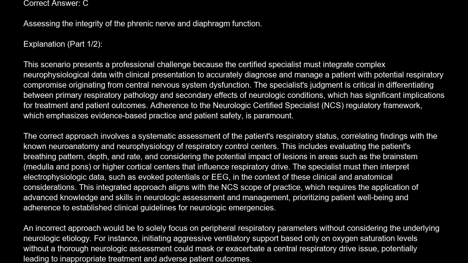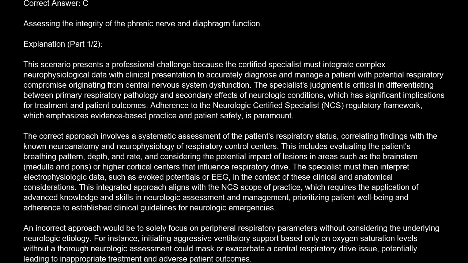The correct answer is C. Assessing the integrity of the phrenic nerve and diaphragm function. Explanation: this scenario presents a professional challenge because the certified specialist must integrate complex neurophysiological data with clinical presentation to accurately diagnose and manage a patient with potential respiratory compromise originating from central nervous system dysfunction. The specialist's judgment is critical in differentiating between primary respiratory pathology and secondary effects of neurologic conditions, which has significant implications for treatment and patient outcomes.